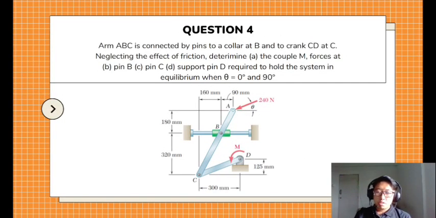Hello, my name is Muhammad Irfanuddin bin Zainuddin from class BMMV 2/1 and my matrix number is B0922100009. Today I'll be presenting my part for this assignment, which is question 4 and question 5. Question 4: arm ABC is connected by pins to a collar at B and to crank CD at C. Neglecting the effect of friction, determine the couple M and the forces at pin B, pin C, and support pin D required to hold the system in equilibrium when theta equals 0 and 90 degrees.